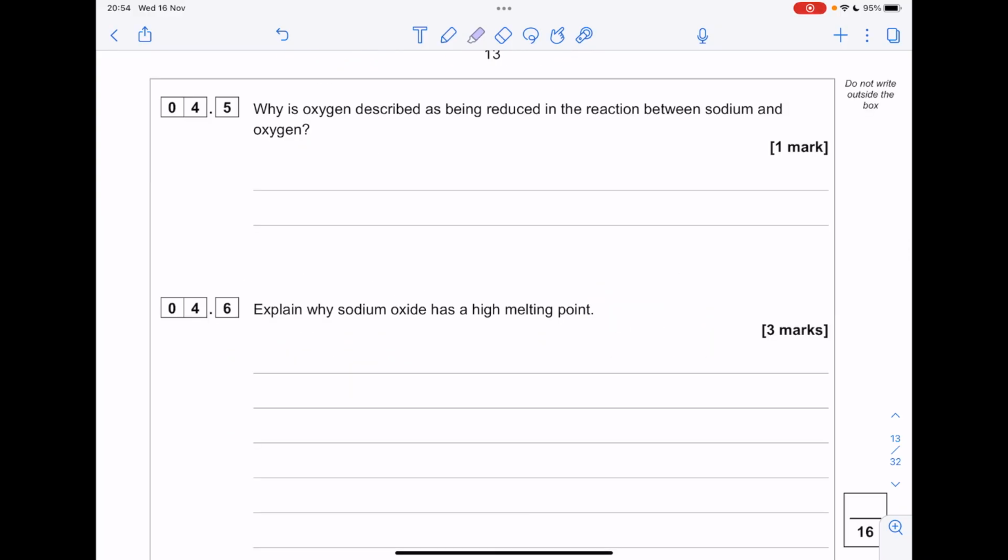Why is oxygen described as being reduced in the reaction? Because, remember, OIL RIG, the mnemonic: reduction is gain of electrons.